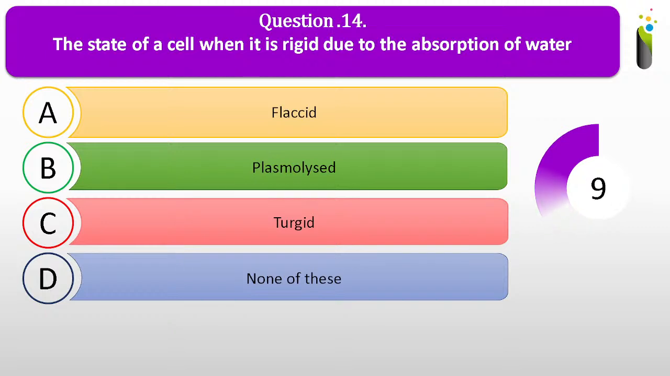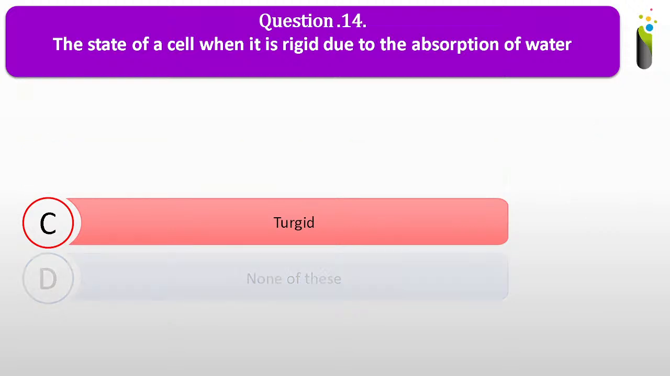So answer me for this question. The state of the cell when it is rigid due to the absorption of water. So the correct answer for this question is turgid.